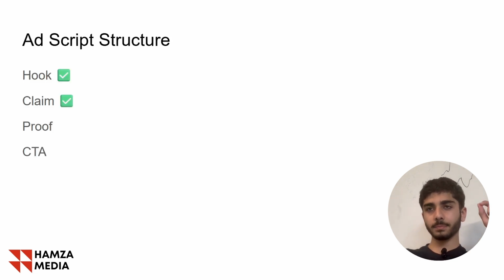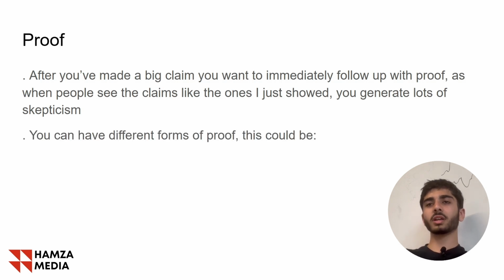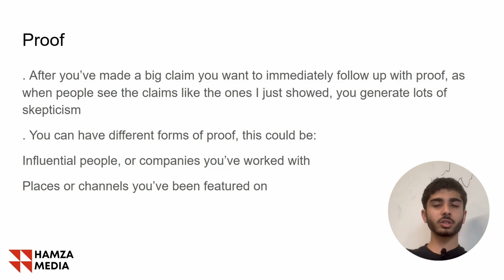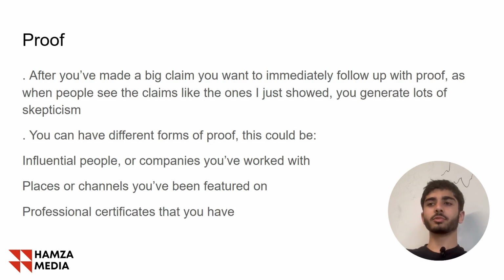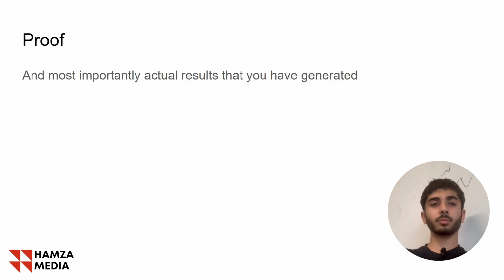Now we've done the claim, I'm going to go over the proof. So after you've made a big claim like the ones I just showed you, you've got to immediately follow up with proof, as people are really skeptical online. Alright? So you can have different forms of proof. This could be influential people or companies that you've worked with, places or channels you've been featured on, professional certificates that you have, or awards that you've won. And most importantly, actual results that you have generated.